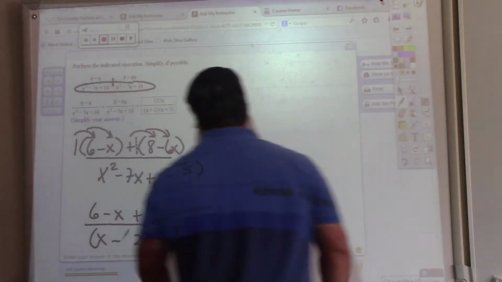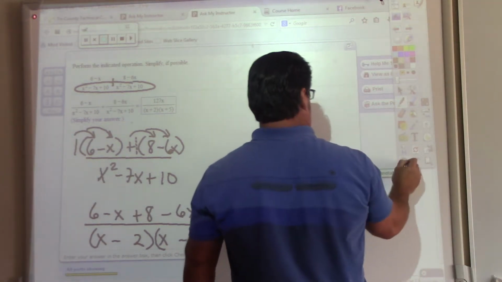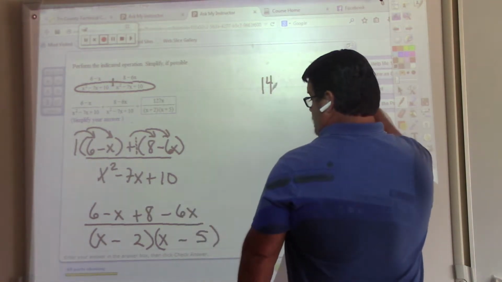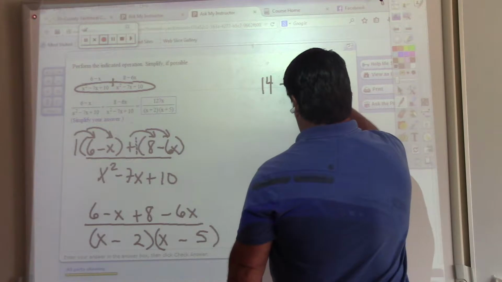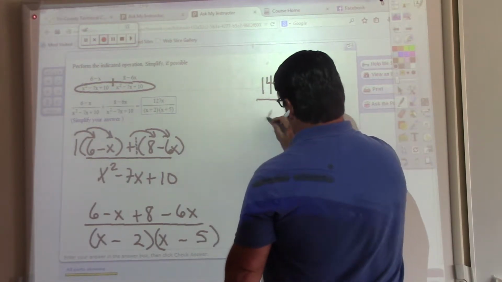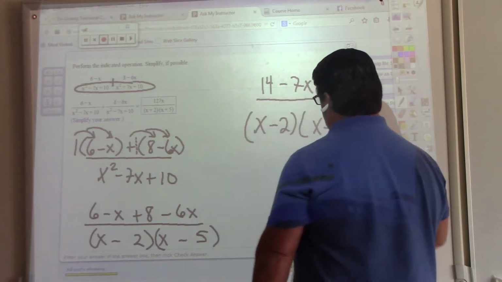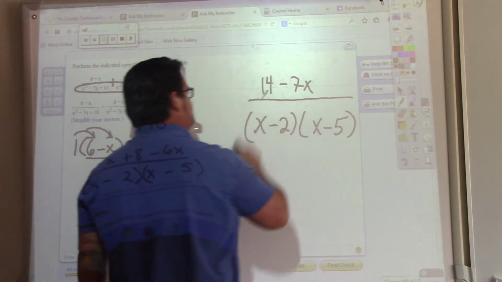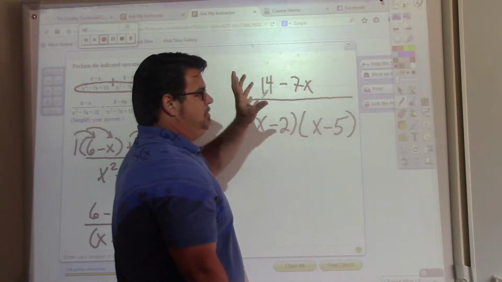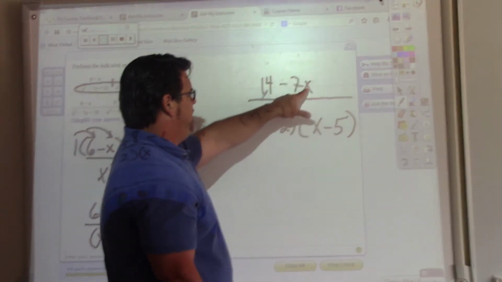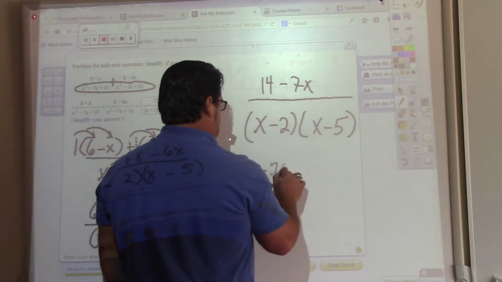So what's 6 plus 8? 15 or 14? 14, last time I checked. And negative x minus 6x is negative 7x over x minus 2 times x minus 5. Now, I'm going to turn this around because of intimidation. Don't want to intimidate, so we're going to put the x first because the x is first here. So we want to turn it around, make it easy on ourselves so we don't hyperventilate.